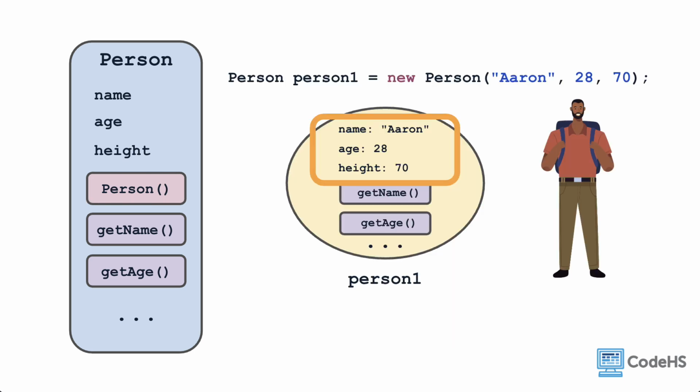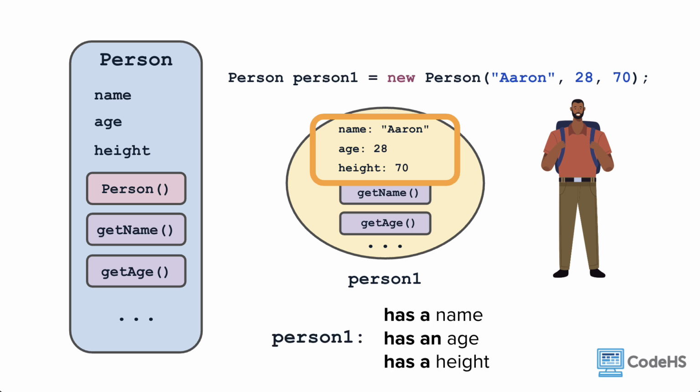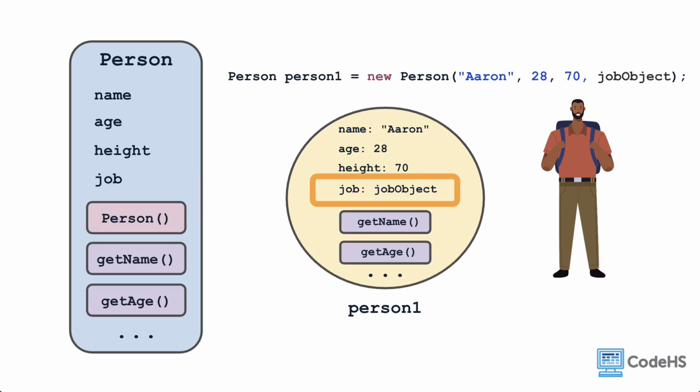null. Regardless of whether a constructor is explicitly defined or not, you can describe the relationship between an object and its instance variables as a has-a relationship, meaning any state of the person1 object has a name, has an age, and has a height. You can even use other objects as attributes, like a job object that contains specific data and behaviors related to a job.